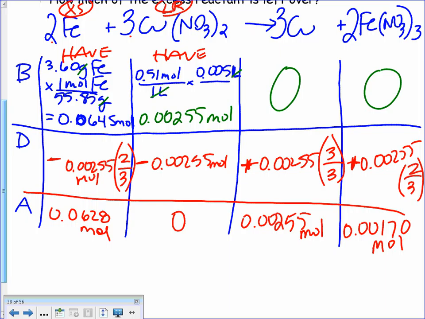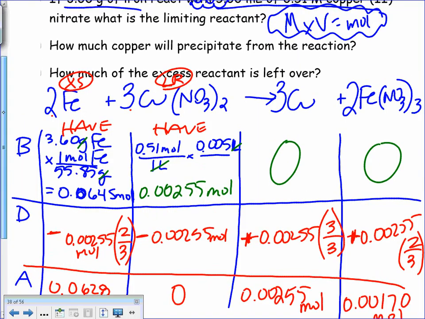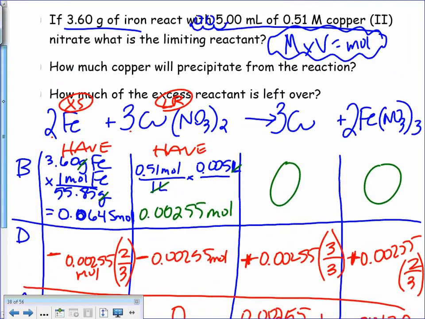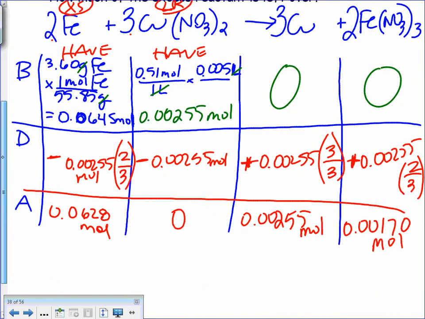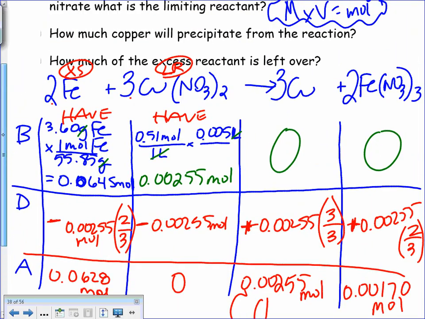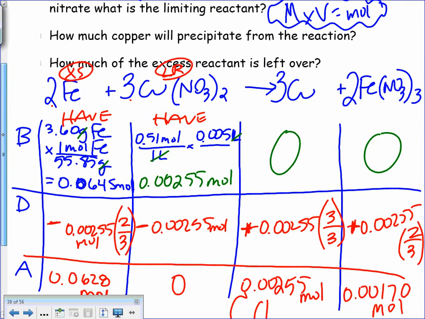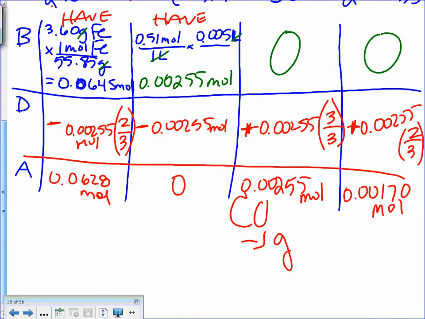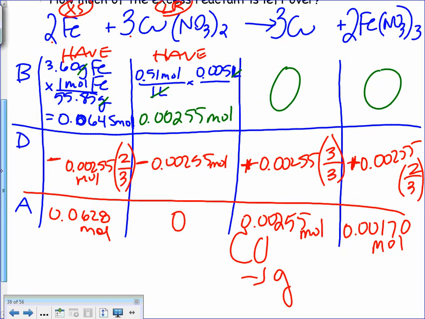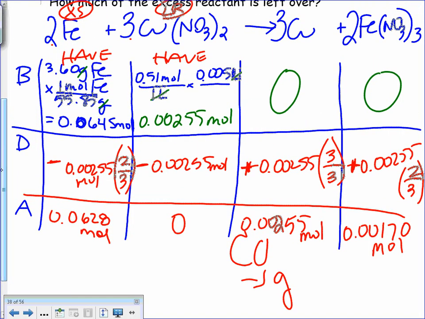You may not calculate them all, but I want to make sure you locate the identifications of everything. So we know the LR is good. How much copper will precipitate? What are you going to do? You would just take this copper and convert to grams by using its molar mass. We're good there. Okay, and then the next question: how much excess reactant is left over? This one is the excess one, and you would take that to grams.